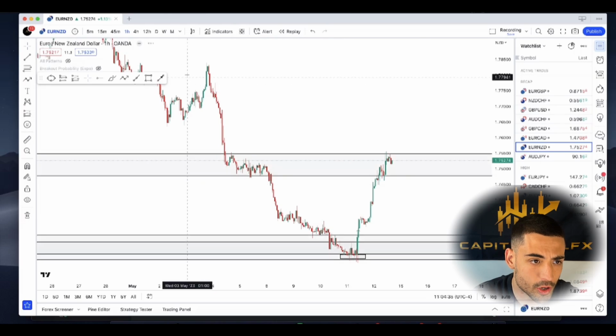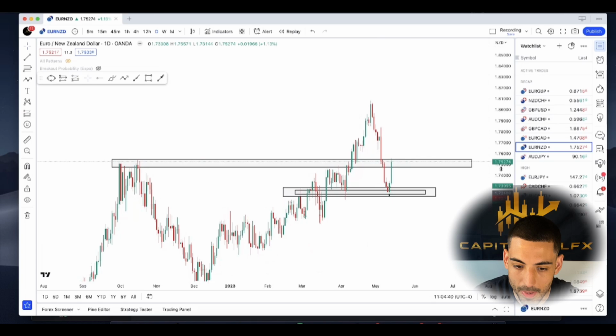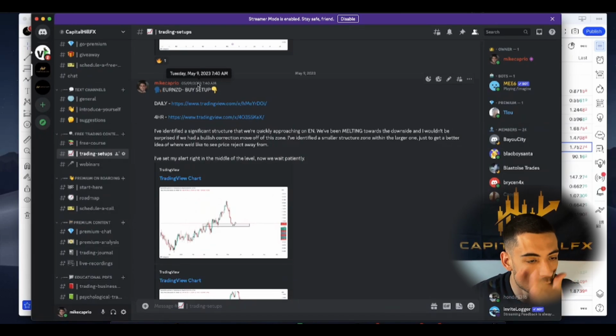So I ended up cashing out on Euro-NZD. Let's go to the daily time frame. So this was the zone that I just showed you. And again, just to make sure that we have all this time stamped, this was May 9th. Yes, May 9th at 7:40 a.m.